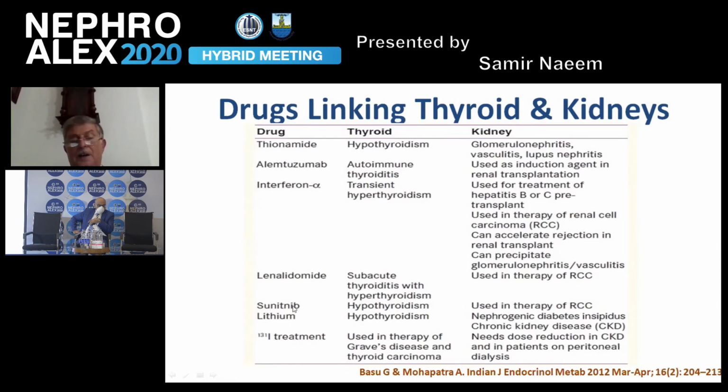The famous sunitinib, a targeted therapy used for treatment of renal cell carcinoma, is famous to be associated with hypothyroidism. Lithium for bipolar depression can lead to both hypothyroidism and affection of the kidney. Of course, I did mention the use of iodine. If you want to use it for Graves' disease or for treatment of thyroid cancer, you have to remember that you need to reduce the dose in patients with CKD, particularly on peritoneal dialysis, because the excretion of iodine is diminished. So you need dose reduction in these patients.